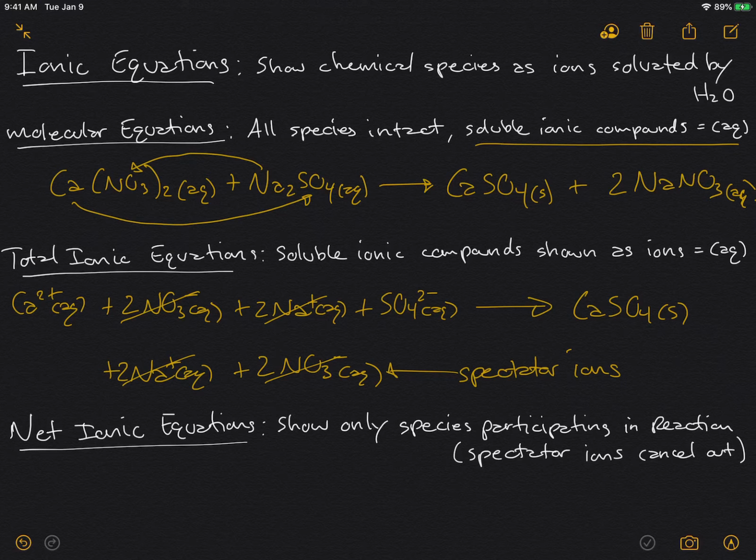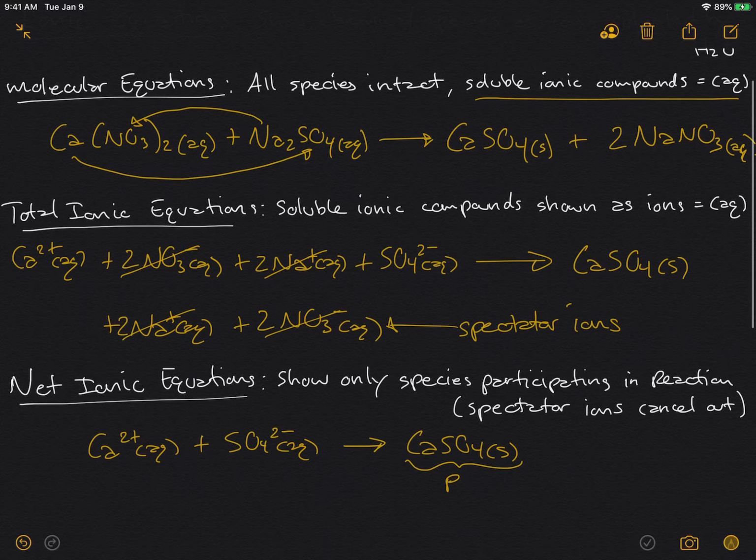So our net ionic equation is calcium 2 plus and sulfate ion forms calcium sulfate solid. That's called the precipitate. And this is a precipitation reaction. The only reaction that occurred is that calcium ion and sulfate ion got together to make calcium sulfate.